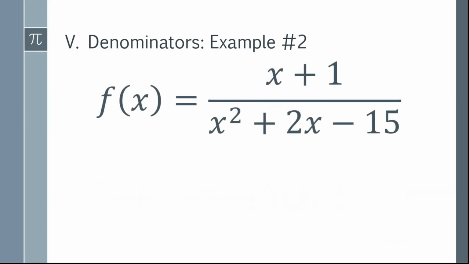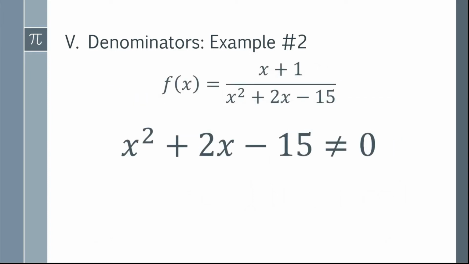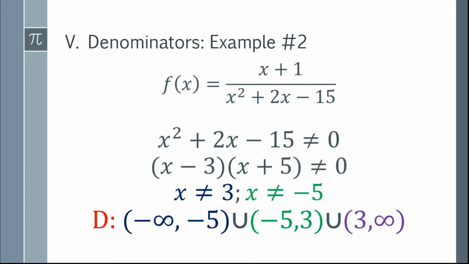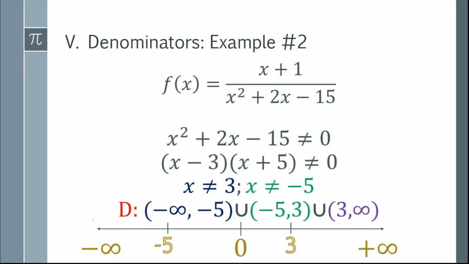Example number 2. f(x) is equal to the numerator x plus 1 and denominator x squared plus 2x minus 15. The denominator shouldn't equal 0, but we need to find the value of x, so factor it, and x should not be equal to 3 and x should not be equal to negative 5. Now, our domain will be parentheses negative infinity up to negative 5, union negative 5 up to 3, union 3 to infinity. So any value of x as long as it is not positive 3 and negative 5.